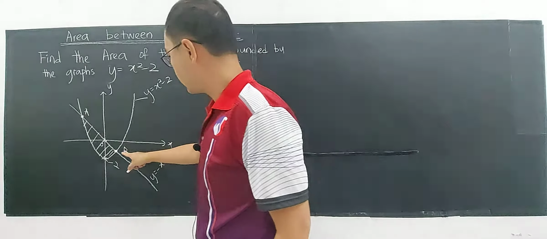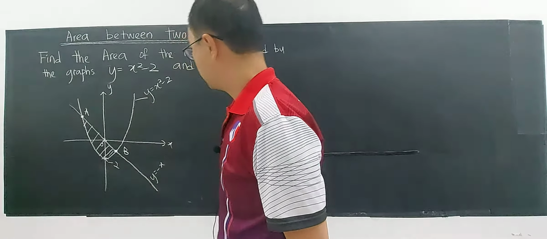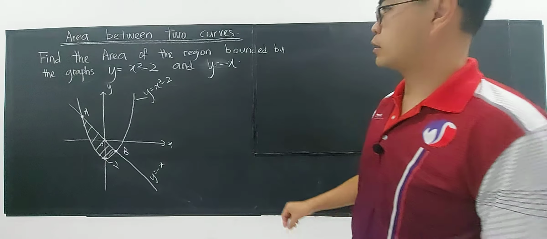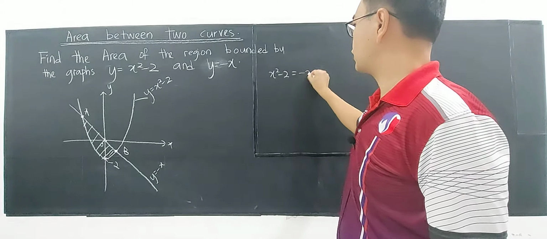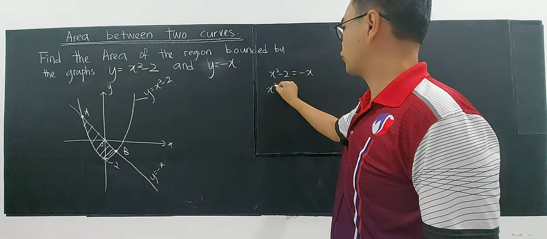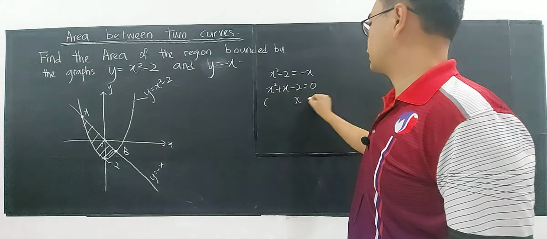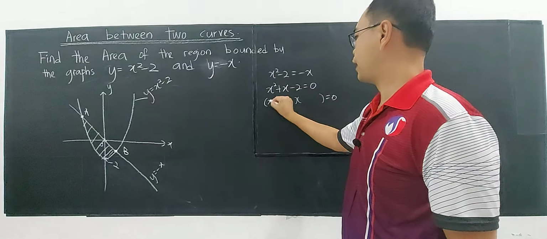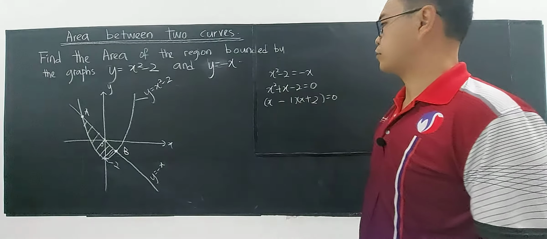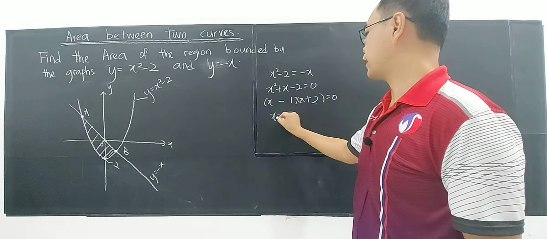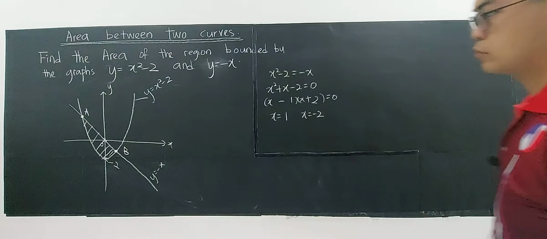These two graphs intersect at these two points, which means that the value of y will be the same because they are sharing the same point during intersection, right? So then we can say that x squared minus 2 equals negative x. So we solve that quadratic equation, and we get two values of x, which is 1, and the other one will be negative 2, right?